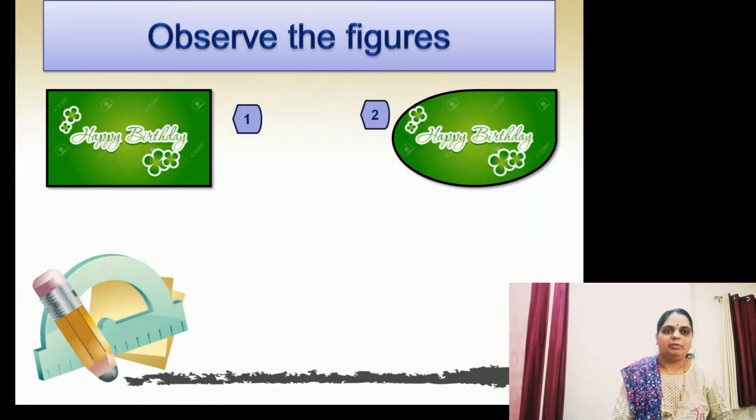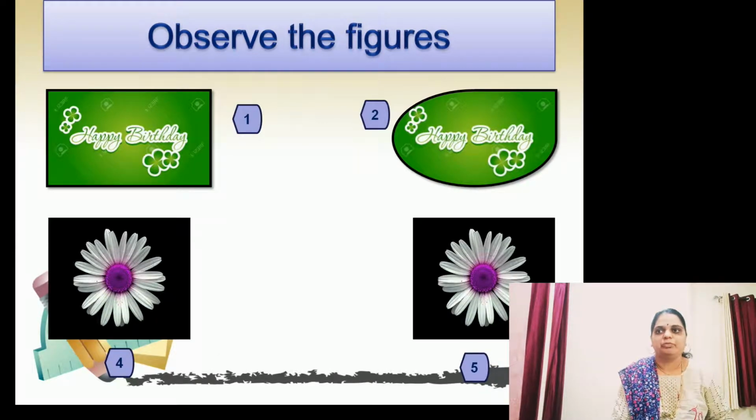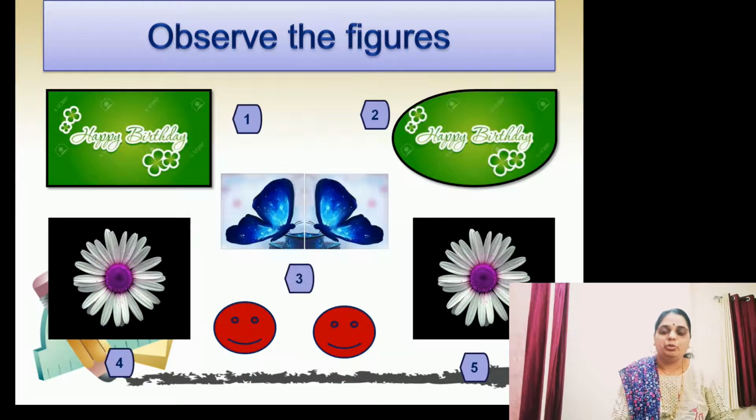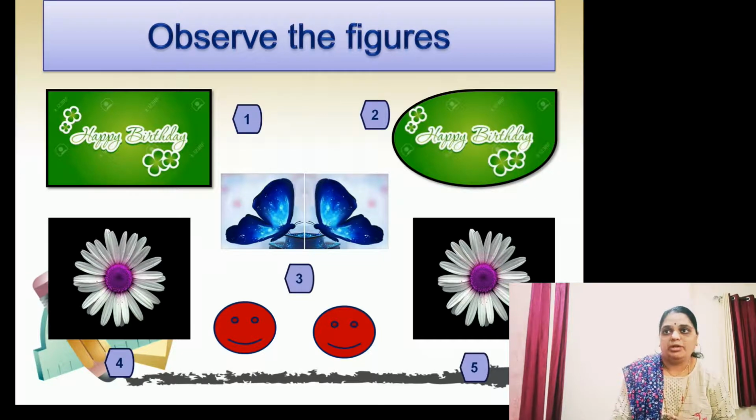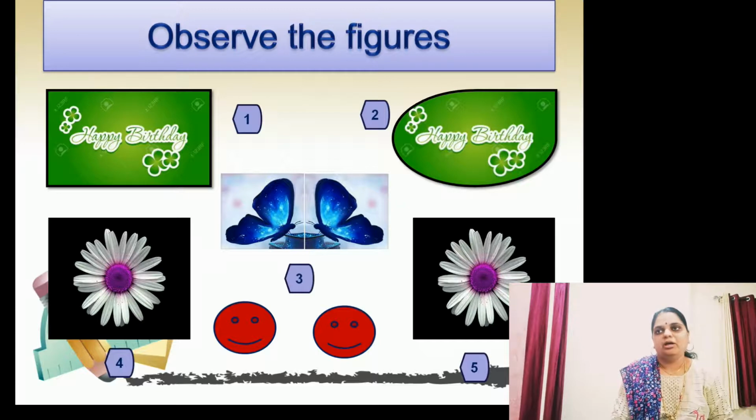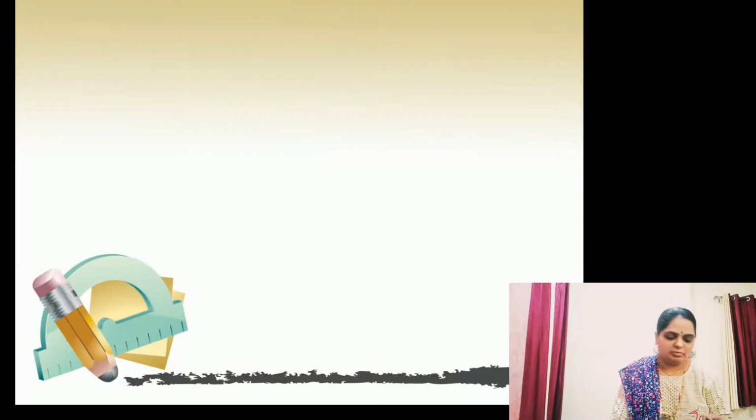Here are 2 happy birthday cards. We see 2 happy birthday cards, but their sizes are different. There are 2 flowers, 2 butterflies and 2 smiley faces. By observing these pictures, we say that the 2 flowers are the same size, same color and same shape. But the 2 cards are both happy birthday cards. Their subject is the same but the card shape is different. The smiley faces and butterflies have the same size.